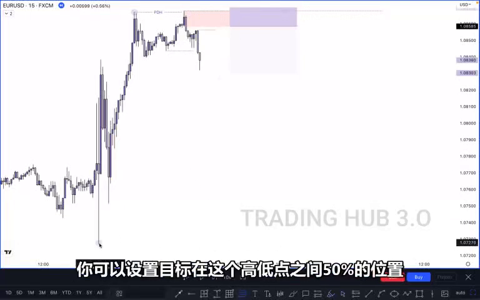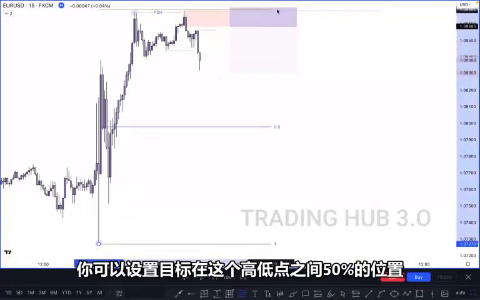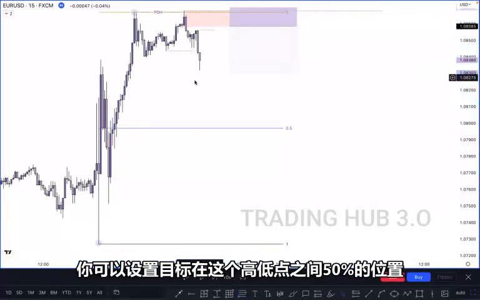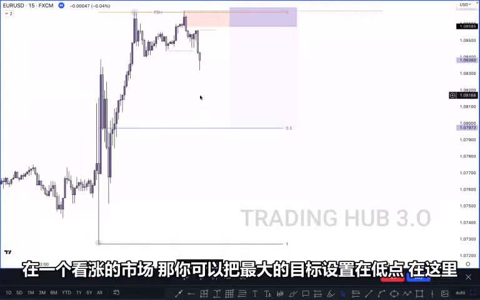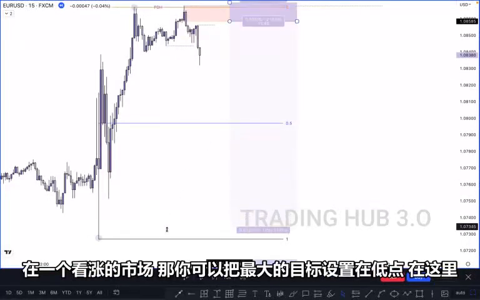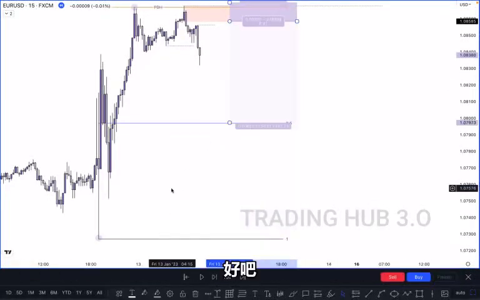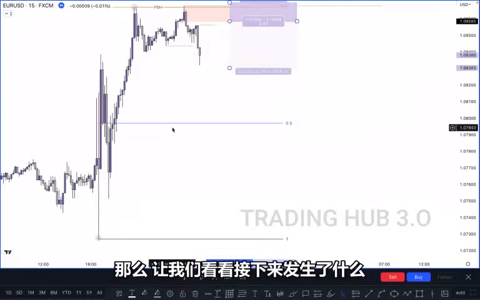And you can set the target between this low and this high, and 50% of this candlestick, which is here. So you can set the maximum target here in a counter trend. But if the same thing happens in a bullish market, you can set the target at a maximum low, which is here. Okay, so let's see what happened next after this move.